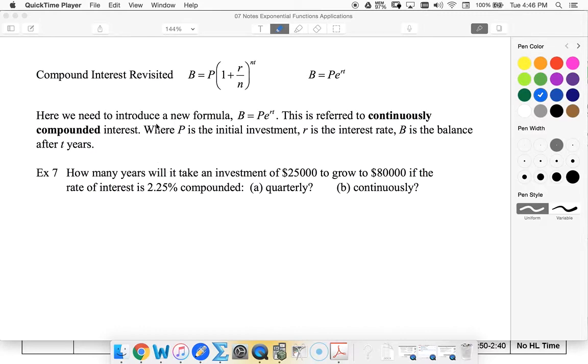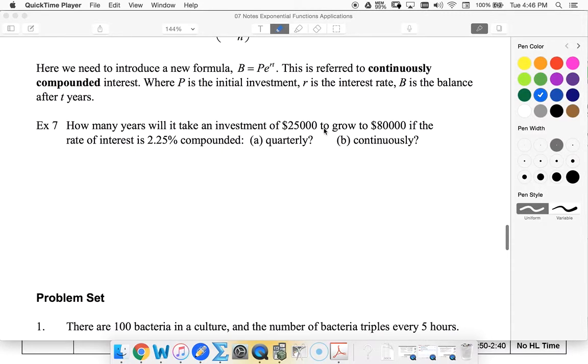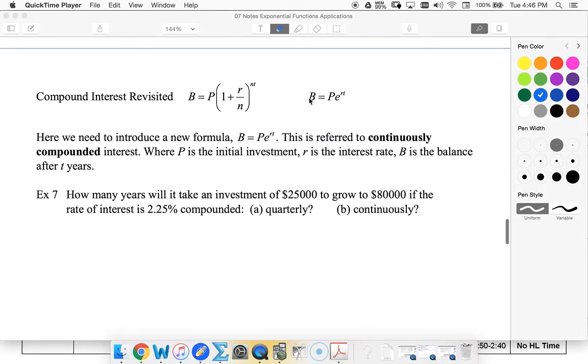So how long will it take for $25,000 to grow to $80,000 if we have an interest rate of 2.25%, compounded quarterly or continuously? So continuously is this formula. Any other rate, we're going to use this formula. So let's look at these two rates. So for A, we're going to use this formula.